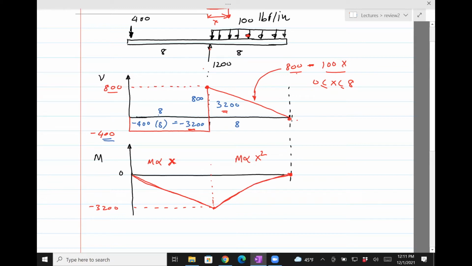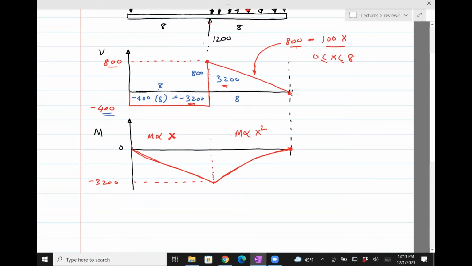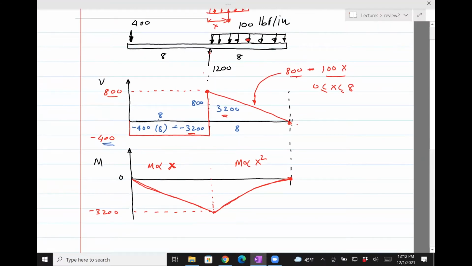The way you can do this is to write the equation and then do 1 or 2 points, and then you can join the curve. Okay, so that's my shear force diagram, the bending moment diagram.